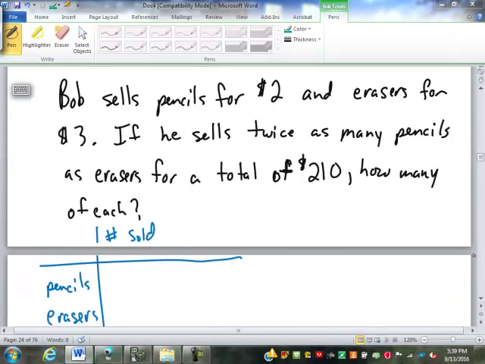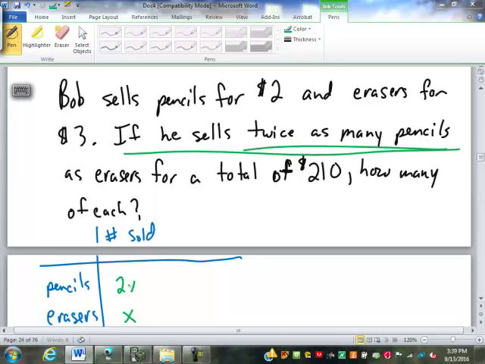Let's take a look at what you have so far. So we're looking at the number sold. Which one is going to be X? Pencils or erasers? They're both going to be represented by X in some form, right? Which one's going to be just X? The erasers. Good. So pencils, twice as many, would be 2X. Good. Now, when we get the total of 210, is it going to be adding the amount sold? No, it's dollar amount, so we have to change this into dollars.